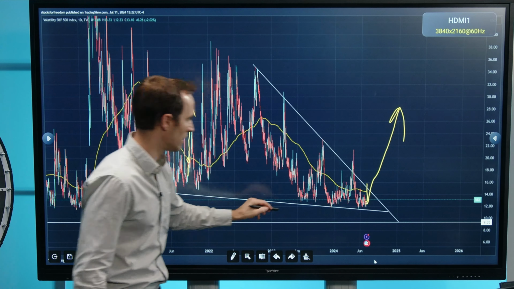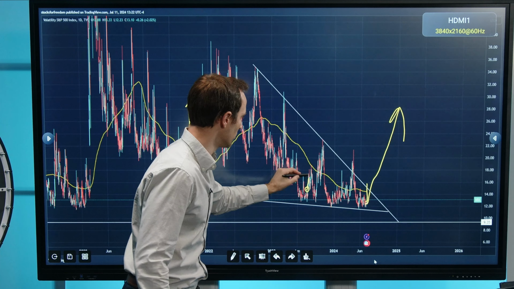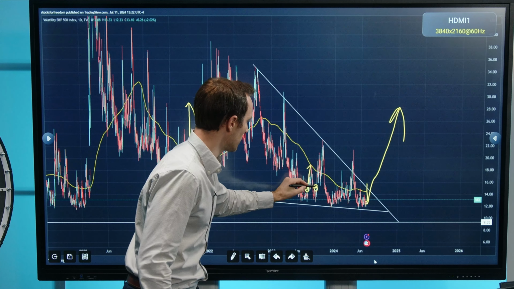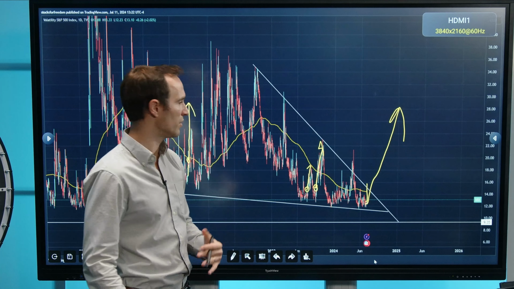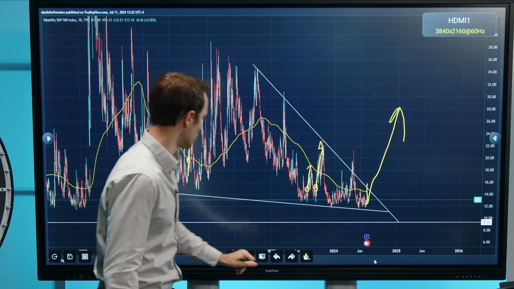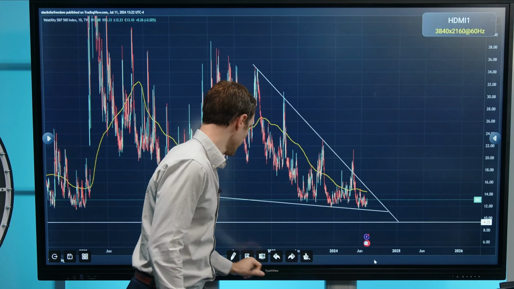Same thing here. As soon as you start to see it spike, you can buy and get in. So a variety of different ways to play this, all right?